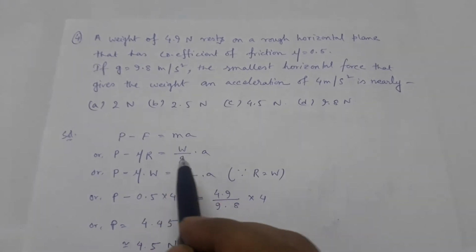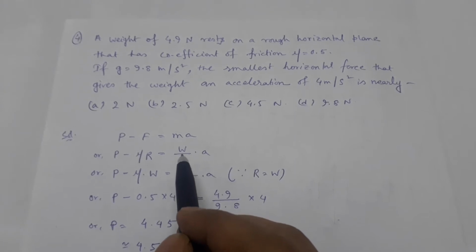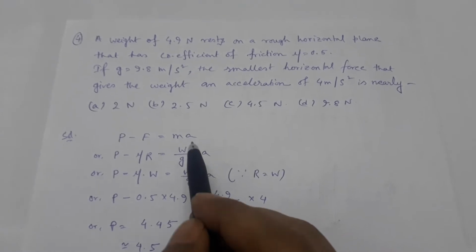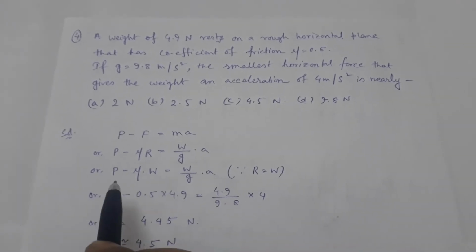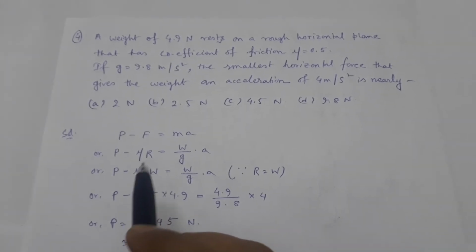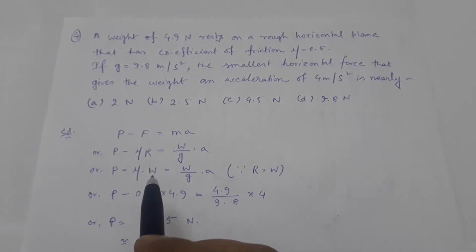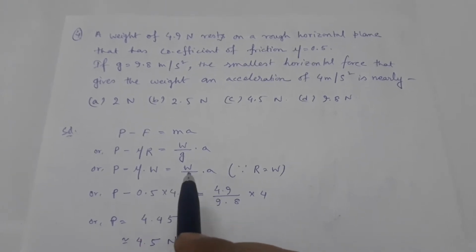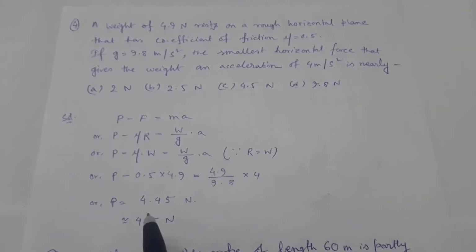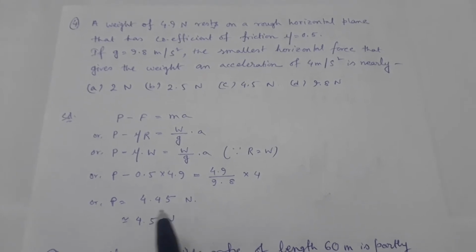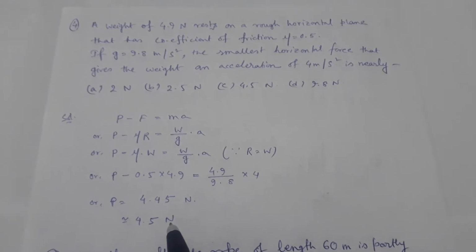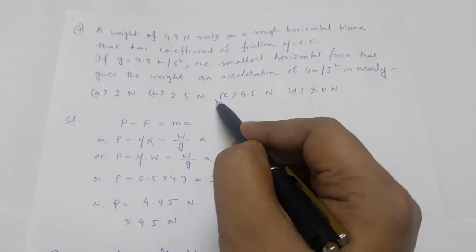In place of M, write W by g. And from this, P minus mu W, because normal reaction is equal to the weight of the body W, equals W by g into a. After calculating and putting the values, P is nearly 4.45, and it is 4.5 Newton. So the answer should be 4.5 Newton.